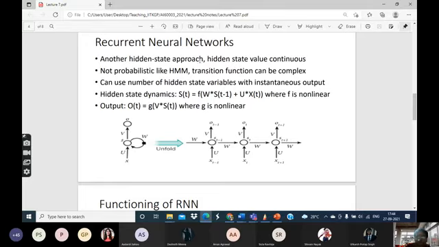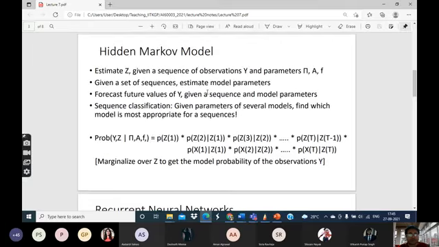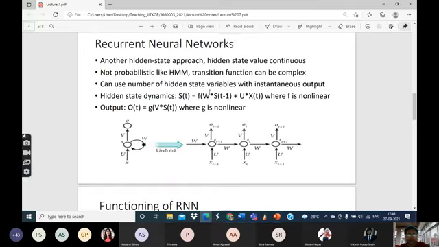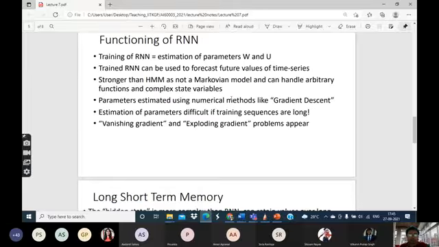One more thing is that unlike HMM, where the hidden state had to be discrete, here it need not be. Not only can it be continuous, but it need not be a single scalar. It can be a scalar, it can be a vector, it can be a matrix, even a tensor and so on. So there are similarities or analogies with HMM, but there are crucial differences also.